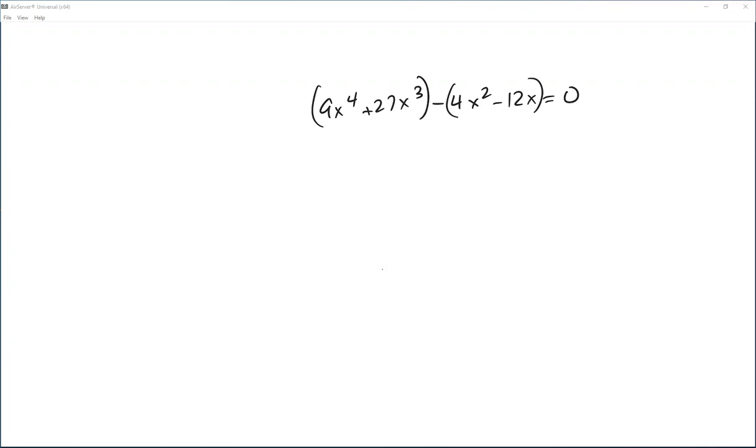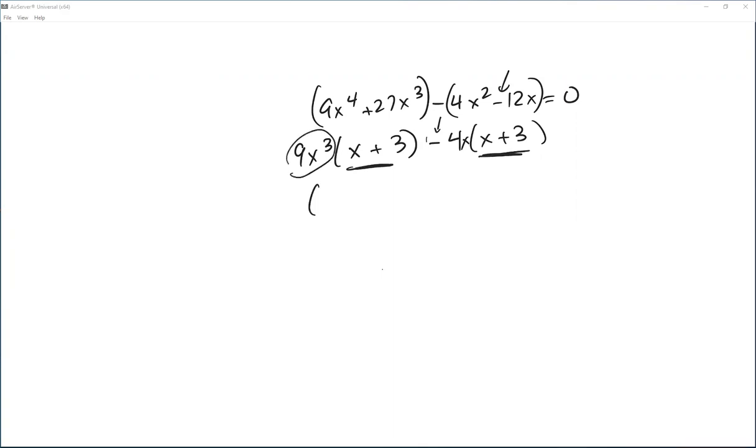Find the GCF of the first two terms, which is 9x to the third power. When you factor that out, it will be x plus 3. Then you can factor out the 4 here, it'll be minus 4x. But remember that it's x plus 3. This sign changes because you're factoring out a negative 4 here. When you have the same terms inside the parentheses, you can combine the outside terms. There'll be 9x cubed minus 4x, and then x plus 3.